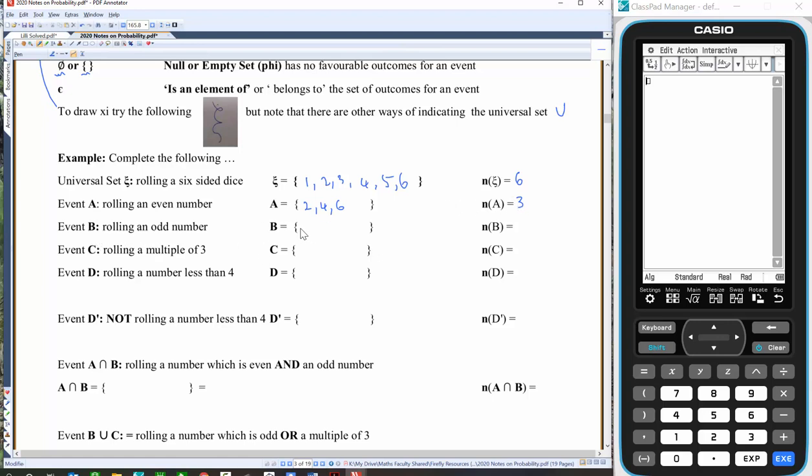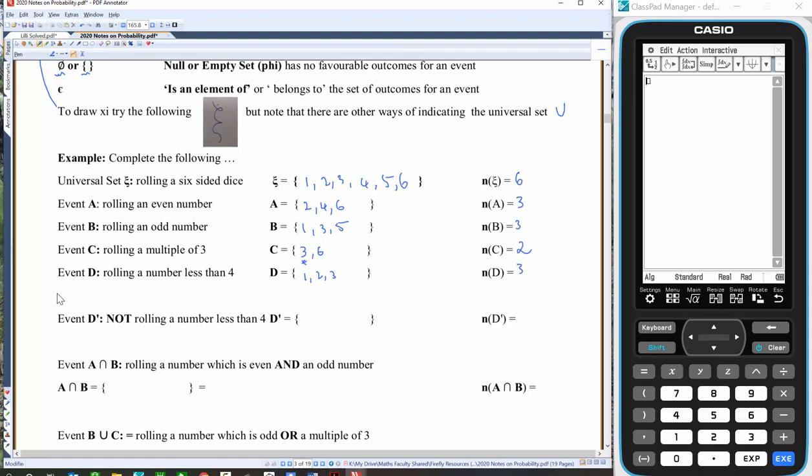Event B, rolling an odd number, well, we could get a 1, 3, and a 5, in which case we would get 3 elements as well. Event C, rolling a multiple of 3. So the multiples of 3 are 3 itself and 6. Very important to note that 3 is a multiple of 3. We've got 2 elements. Rolling a number less than 4, well, they're the numbers 1, 2, and 3. 4 is not included because 4 is not less than 4. We've got 3.